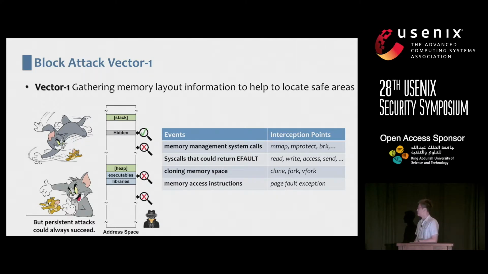During memory scanning, SafeHidden will randomize the safe area's location. But we know that re-randomization only increases 1 bit of randomness. So persistent attacks could always succeed. That's vector 2 we need to block.